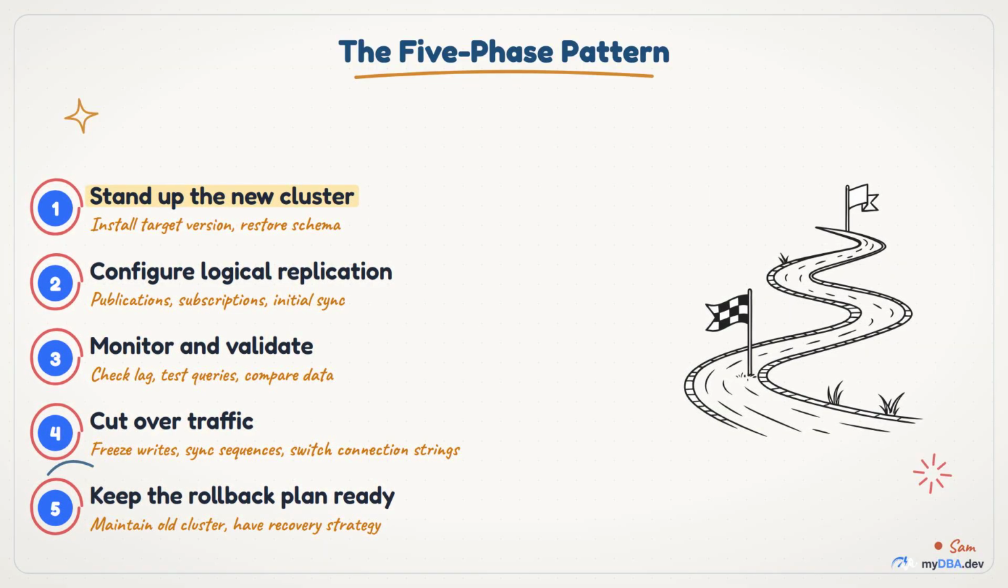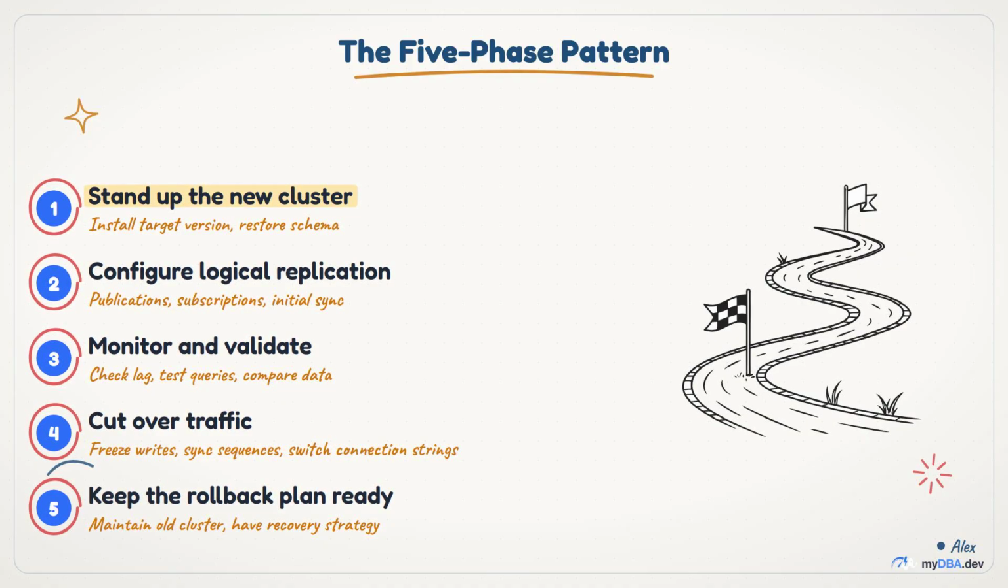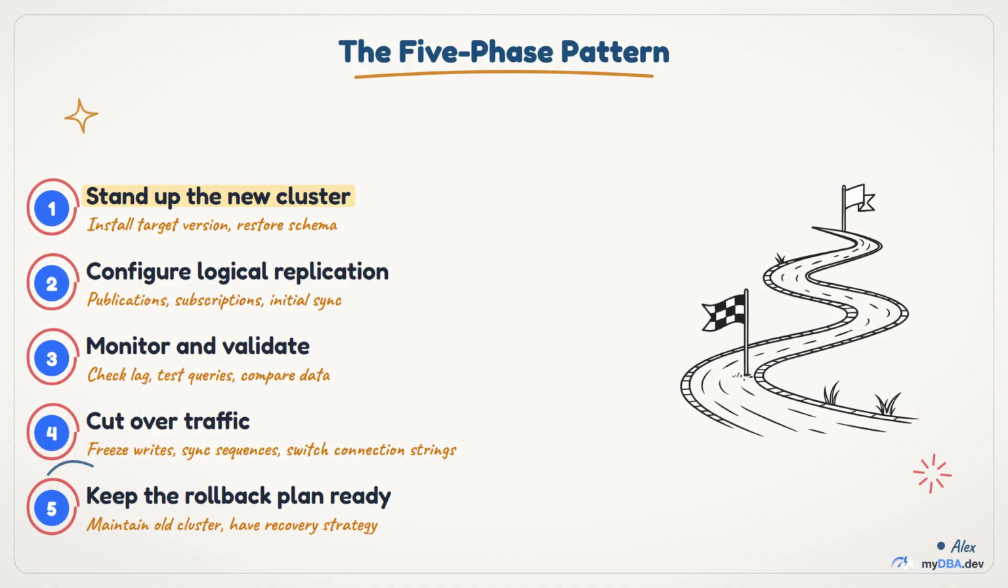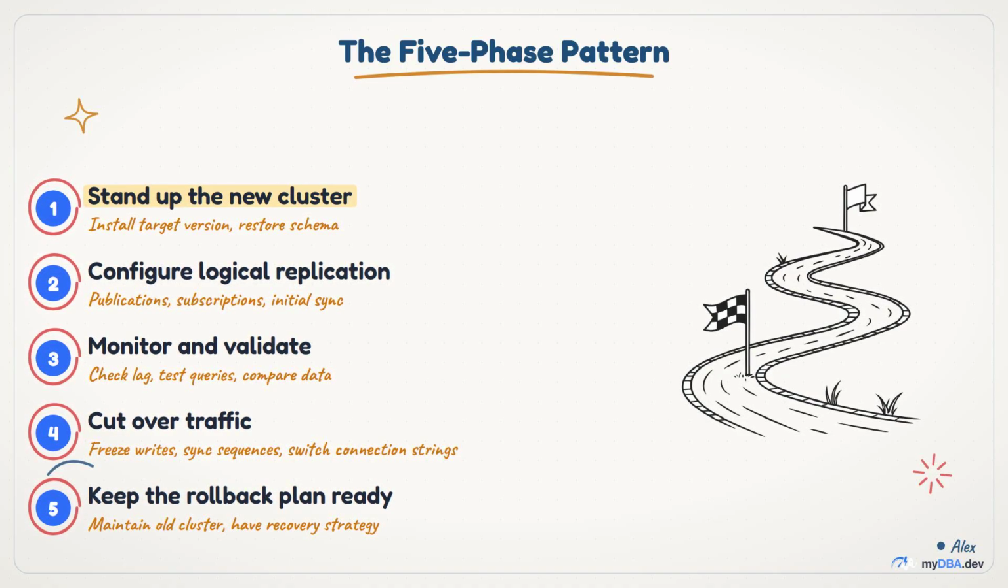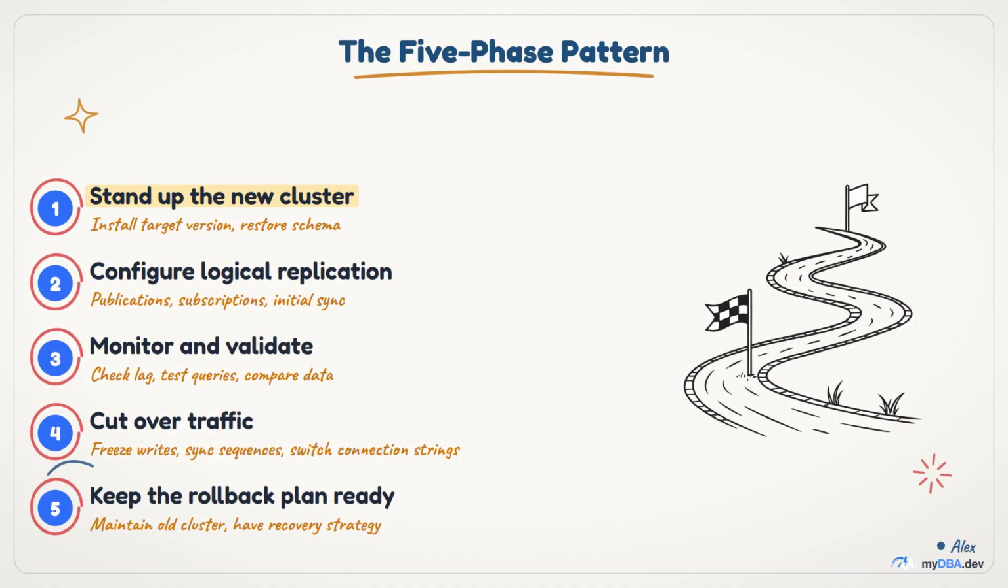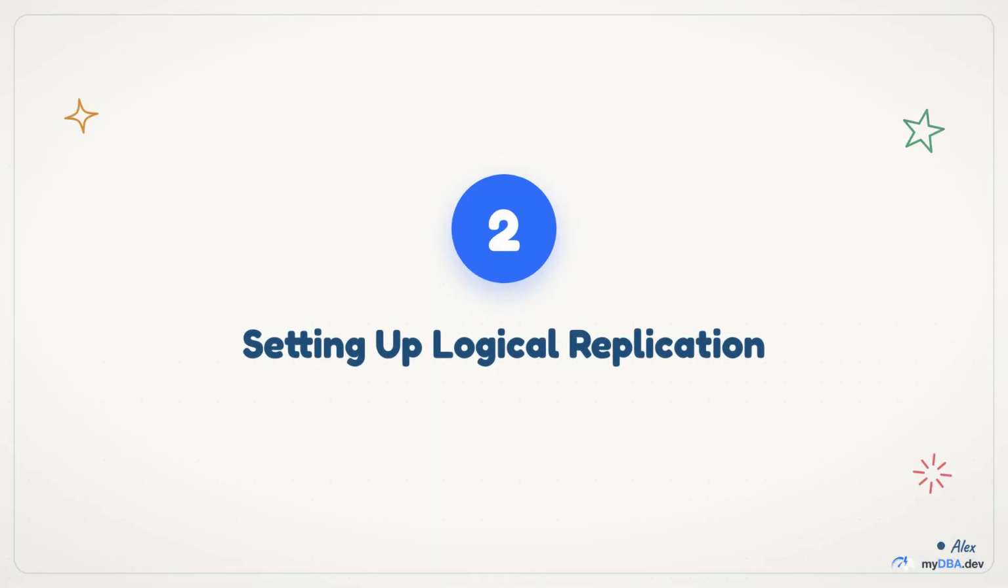And the cutover happens in phase 4? Right. You freeze DDL changes, let replication catch up completely, sync your sequences, then switch your application connection strings to the new cluster. But you keep the old cluster running and maintain a recovery strategy so you can handle any issues. That's phase 5. Let's get into the mechanics.